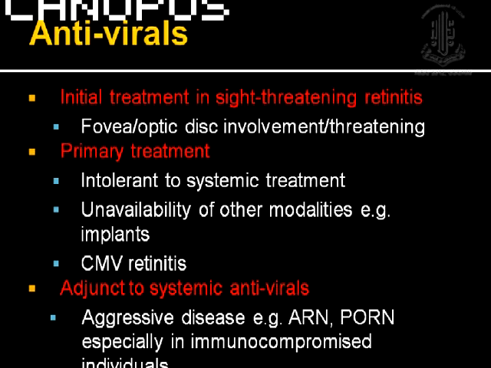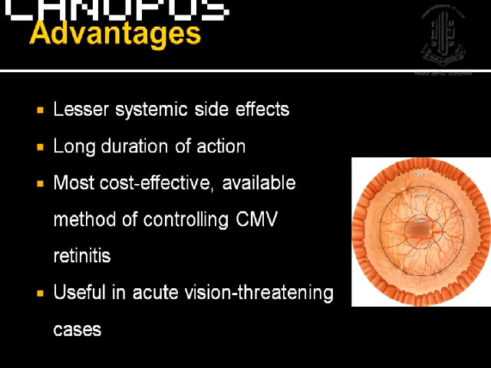The use of antivirals is slowly being reduced because of the use of HAART and reduction in CMV retinitis rate. This has lesser systemic side effects. They have a longer duration of action, and so far it's the most cost-effective available treatment of choice for CMV retinitis. It's useful especially in zone 1 diseases.